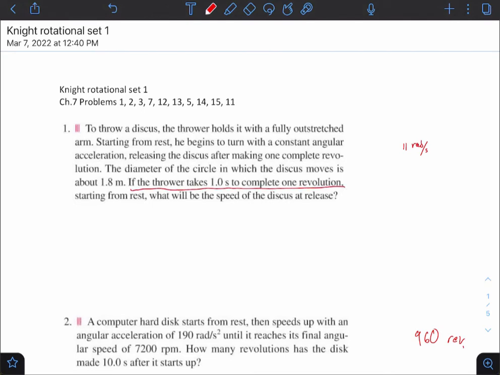The thrower takes 1 second. Wow, I'm putting that in my list immediately. 1 second. Starting from rest, so the initial velocity is 0. And because these are all angular, I know that the initial angular velocity is 0. What will be the speed of the discus at release? So we're trying to find how fast they throw it.